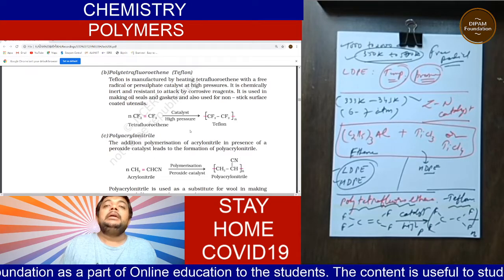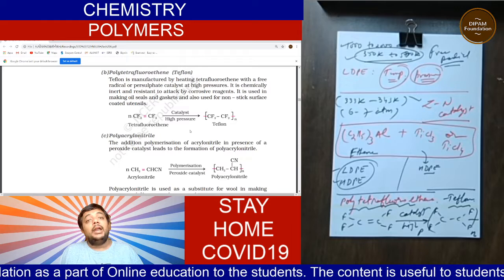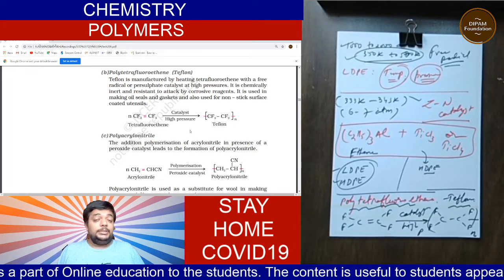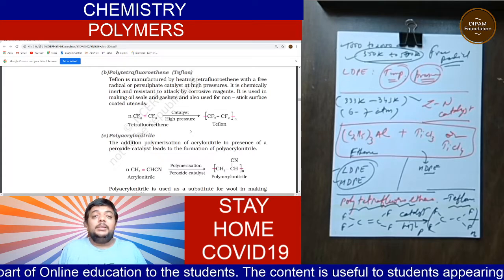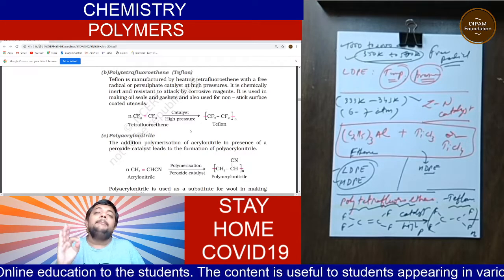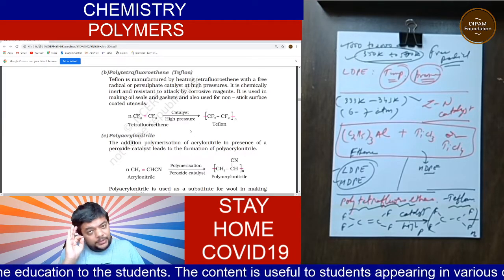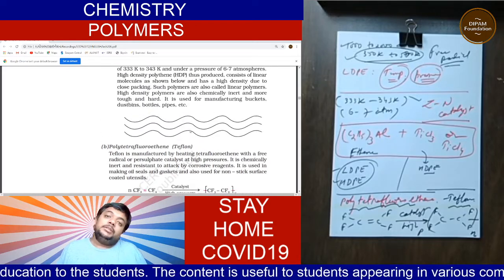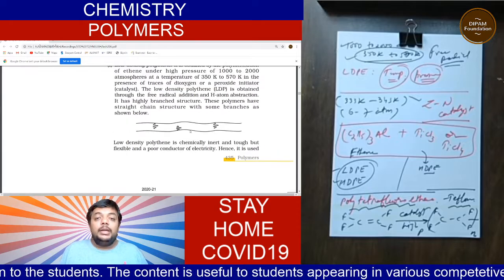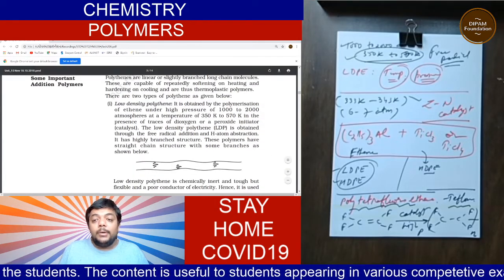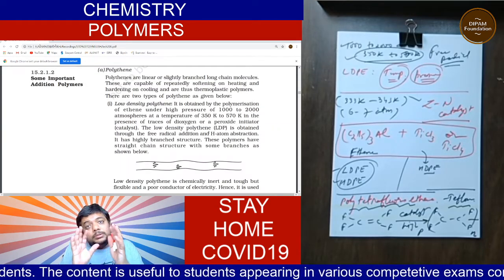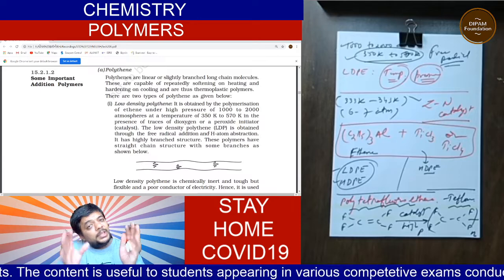It is manufactured by heating tetrafluoroethene with a free radical polymerization method where persulfate catalyst is used at high pressures. So let it be LDPE, let it be HDPE, let it be Teflon. All three have undergone a very simple free radical polymerization reaction. The major difference in all the three is the catalyst. In the first, if you look very carefully, the catalyst was peroxide either as an initiator or as a catalyst. Don't judge initiator and catalyst to be the same always.